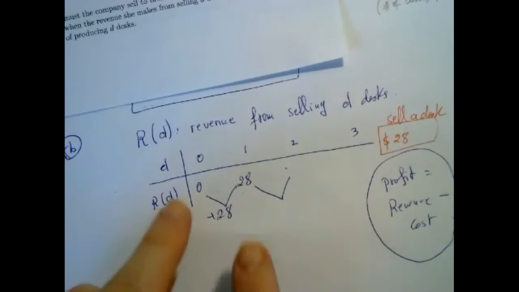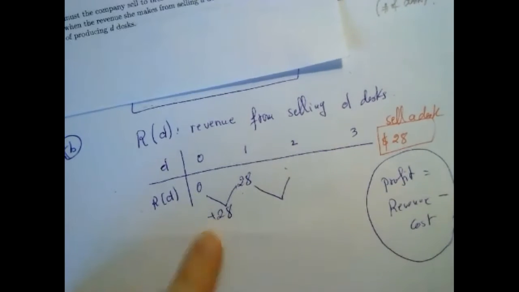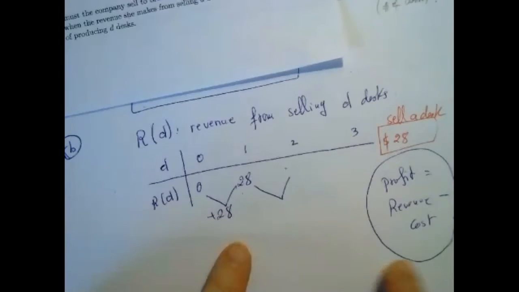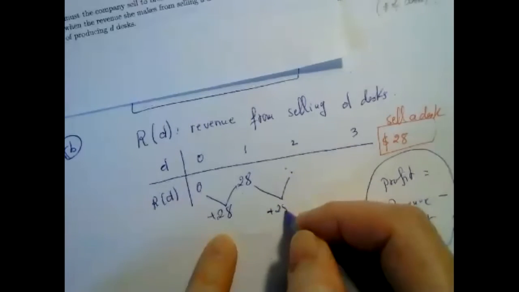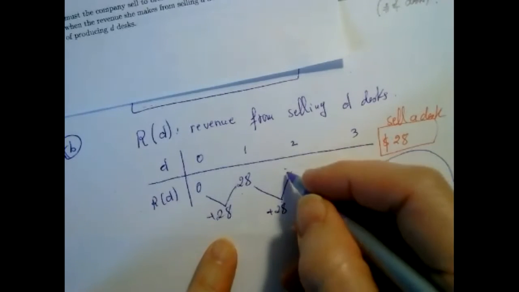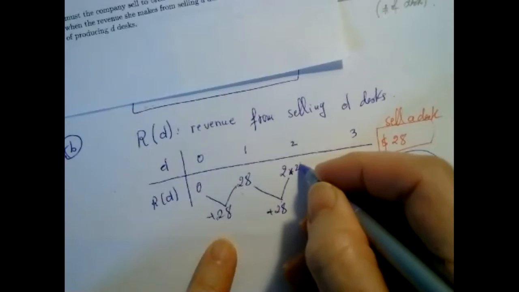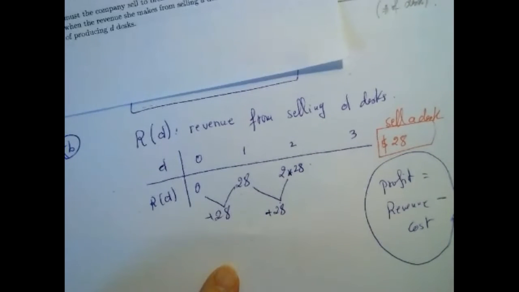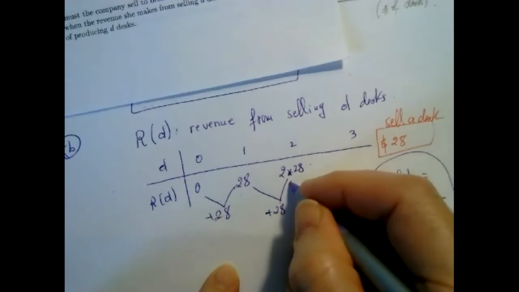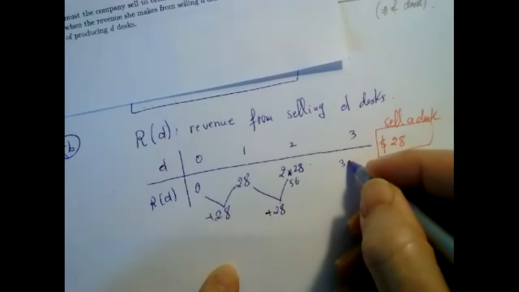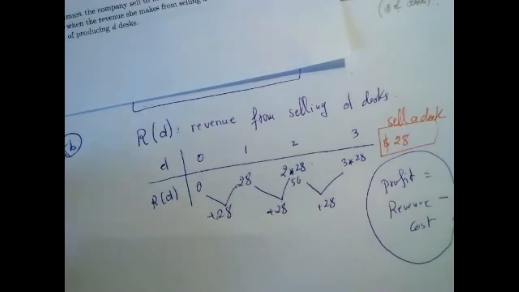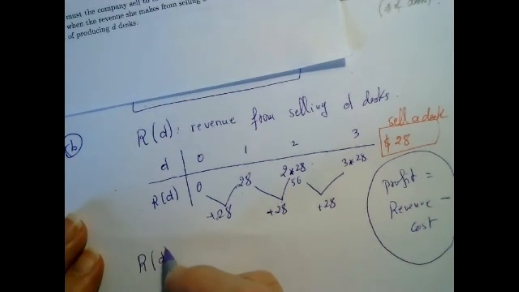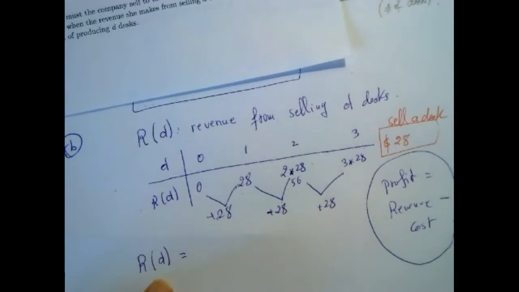That will be the profit. The revenue is, if they sell 1, the revenue is 28. It's just how much money they get. It's not taking into account the cost. If they sell 2, that's what the revenue means. Even in business, that's what the revenue means. If they sell 2, 2 times 28, 56. If they sell 3, 3 times 28, 84. So what's the formula for R, the revenue? Means if they sell D desks, what's going to be the revenue?